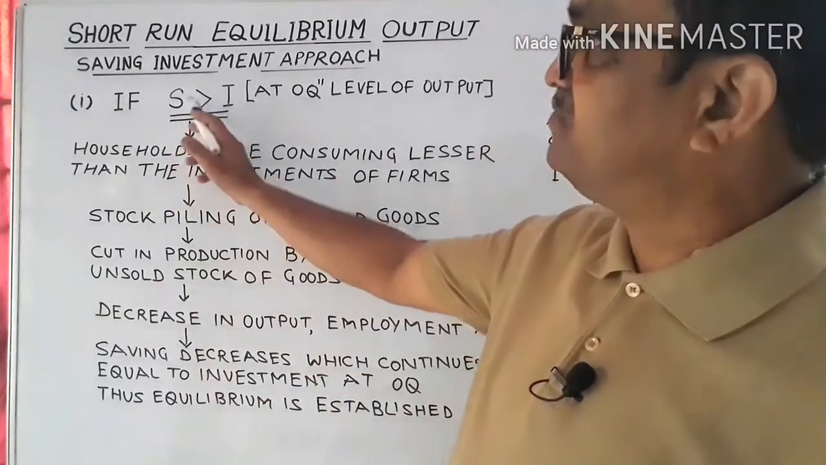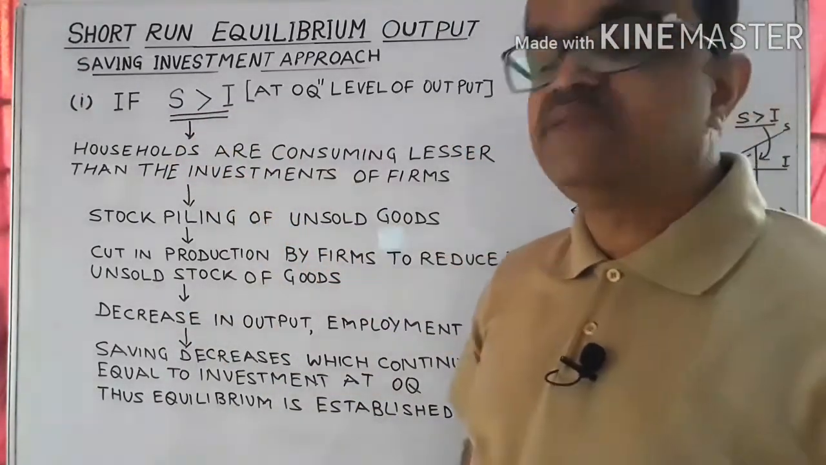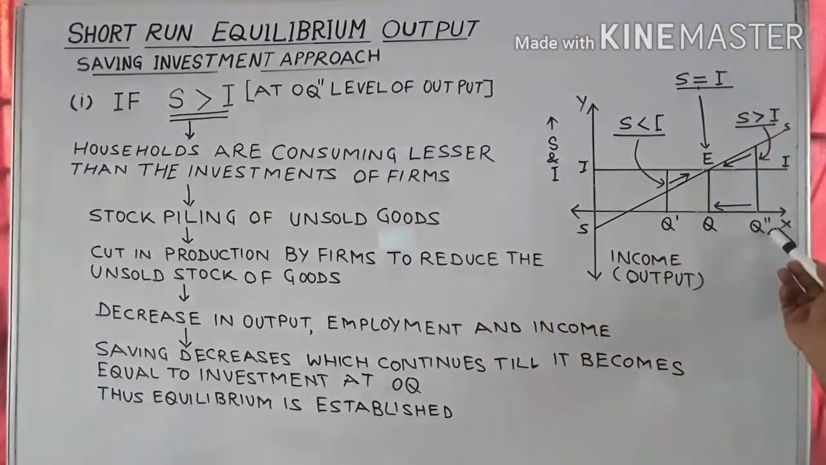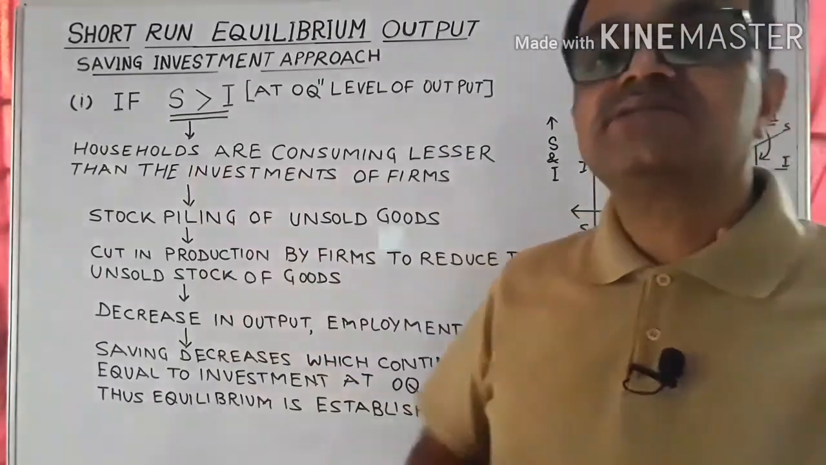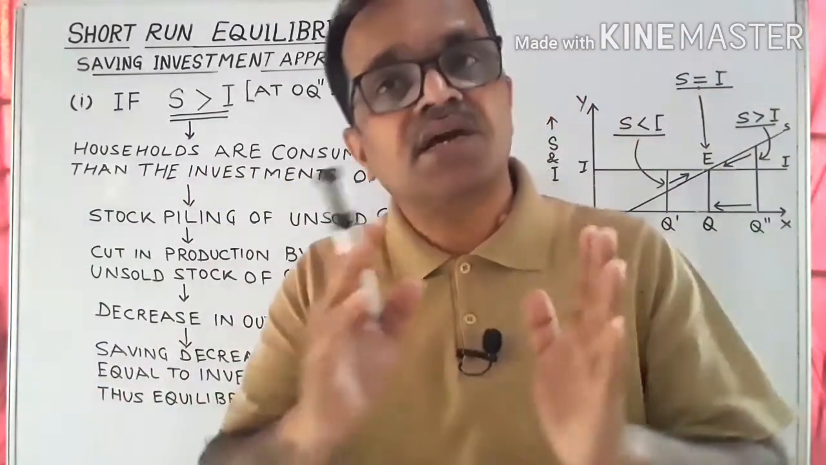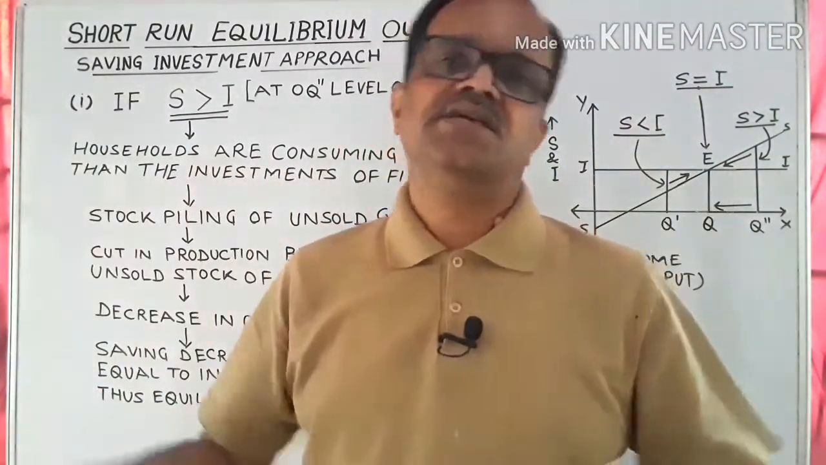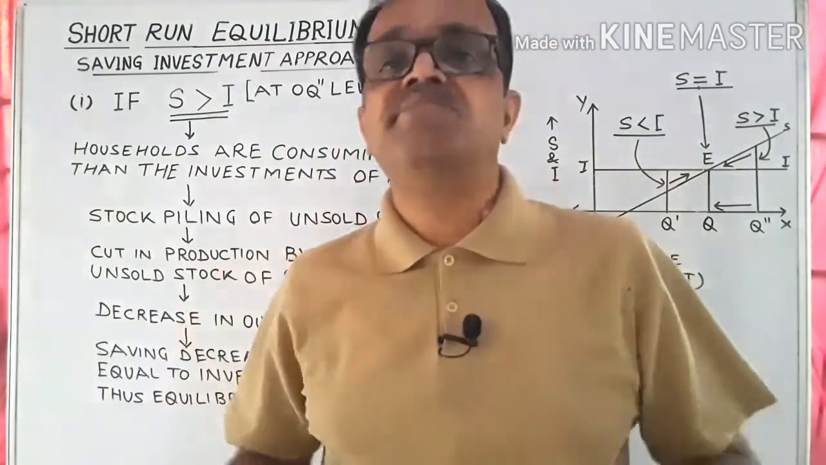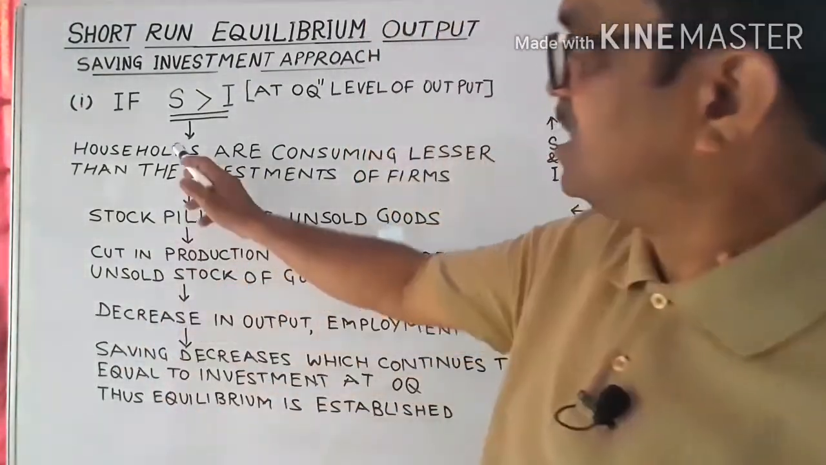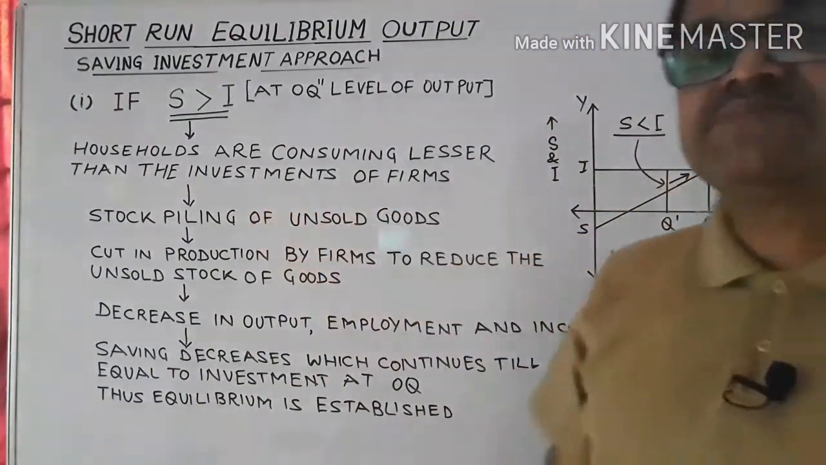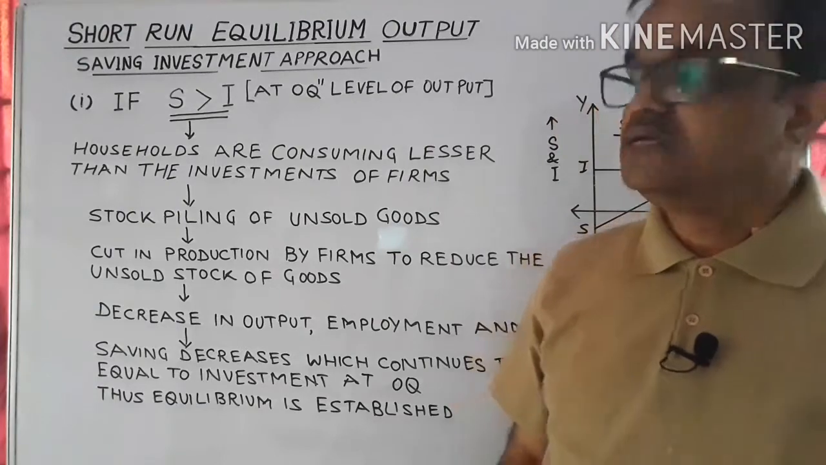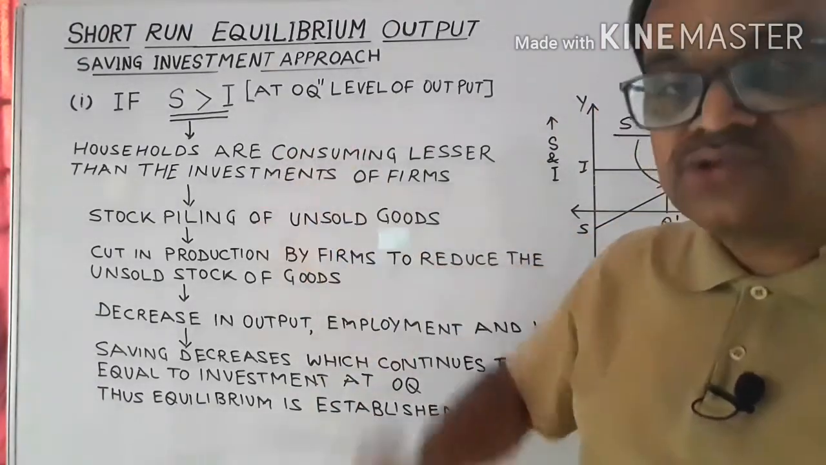If the amount of saving is more than the amount of investment, which in this figure is at OQ double dash level of output, where saving is more than the investment amount, then what would be the net result? Saving more simply means consumption expenditure is less, just the reverse. When I save more, I spend less, meaning households are consuming less than the amount of investments made by the firms. What is the net result due to this?